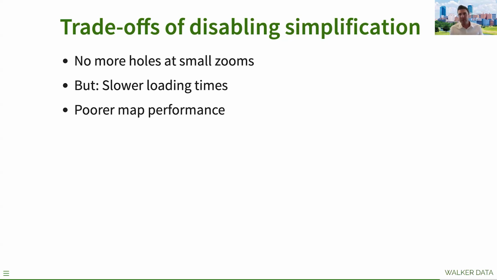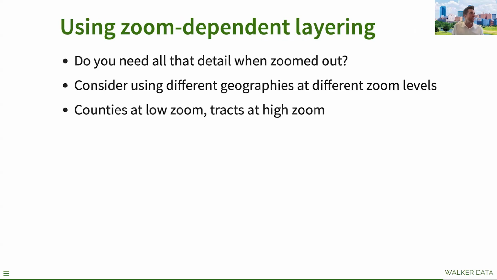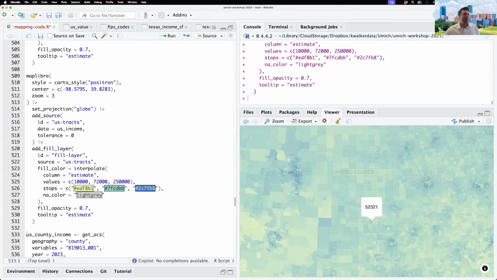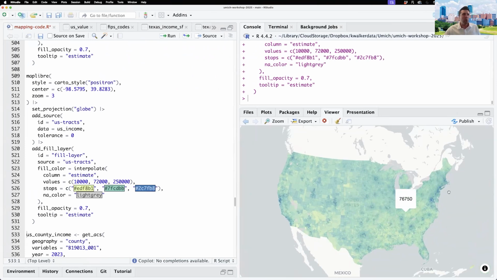So is there a compromise solution to this? Well, you kind of have to ask yourself the question, do you need all that detail when you're zoomed out? Frankly, if I'm way zoomed out like this, yes, I don't have holes in New York, but can I actually tell what's happening in New York at this zoom level? No, I can't. I mean, I can squint and kind of see some dark blues and some light yellows, but frankly, I have no idea. It is not clear to me what is what.